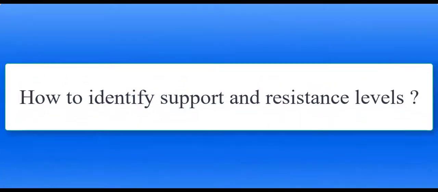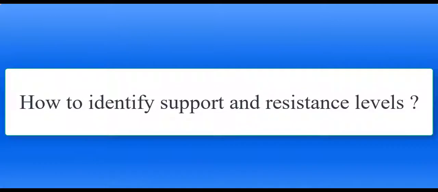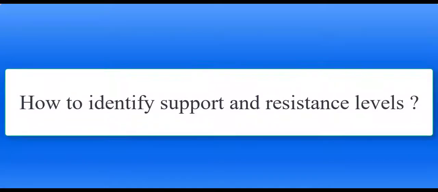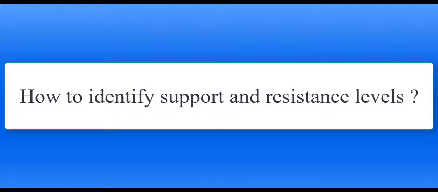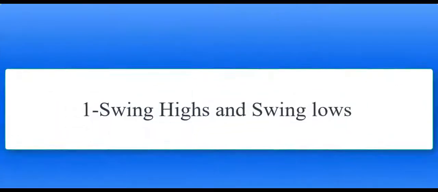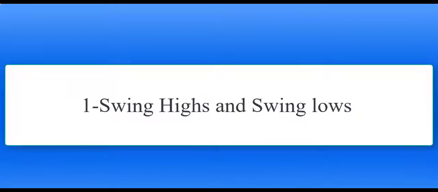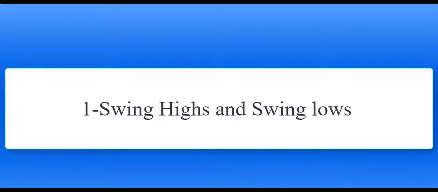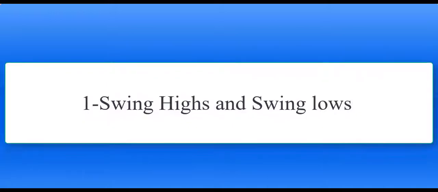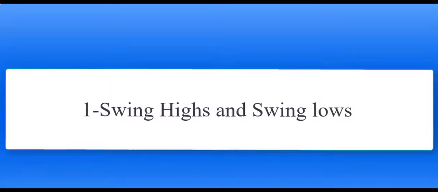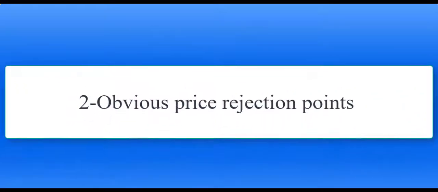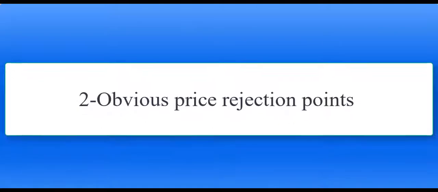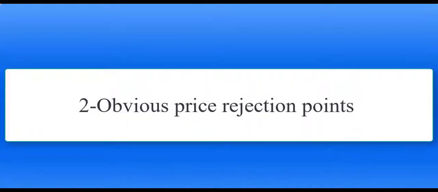So how to identify support and resistance levels? In fact, there are specific criteria we look for to identify support and resistance levels, such as swing highs and swing lows. We look for swing highs and swing lows, meaning the highest and lowest points that prices has reached in recent time. The second trait is obvious price rejection point, and here we look for levels where prices are clearly rejected and reversed in the opposite direction.